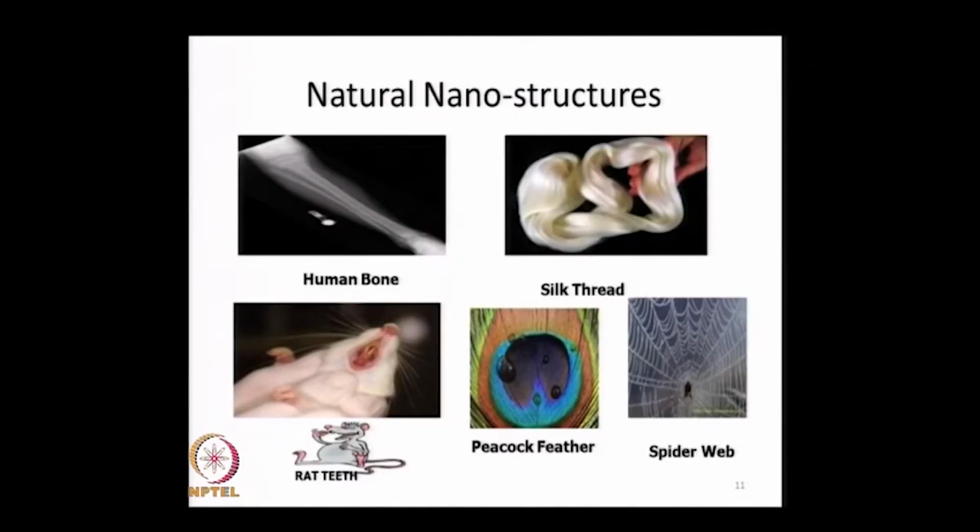Now, if you look at nature, there are many examples of nanostructures. There is human bone, silk, rat's teeth, peacock feather, spider web, all classic examples of structures that have nano dimensions at least in one scale.